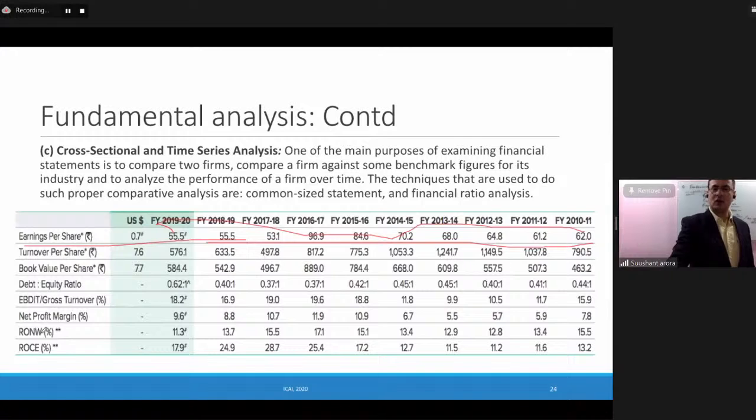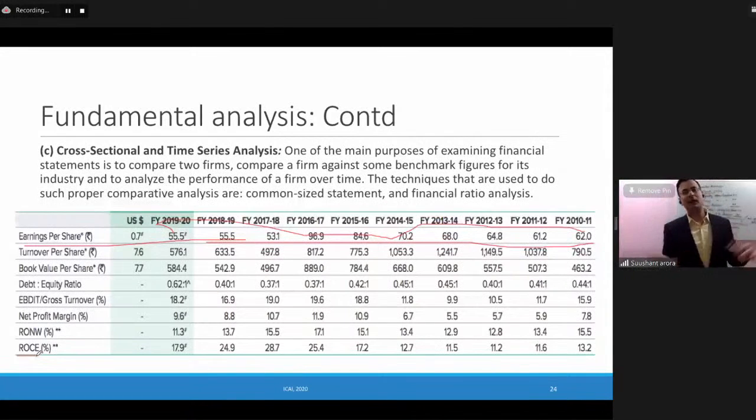RONW is return on net worth. ROCE is return on capital employed. So you as a CA student are expected to be aware of all such ratios for the purpose of comparison. Okay, I hope you are finding it practical and interesting. I hope so in this class.